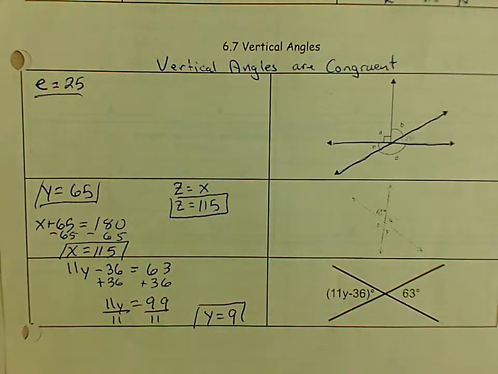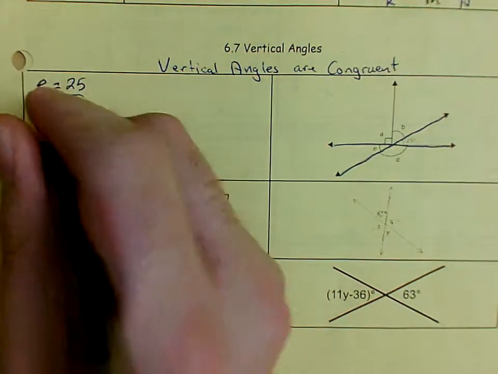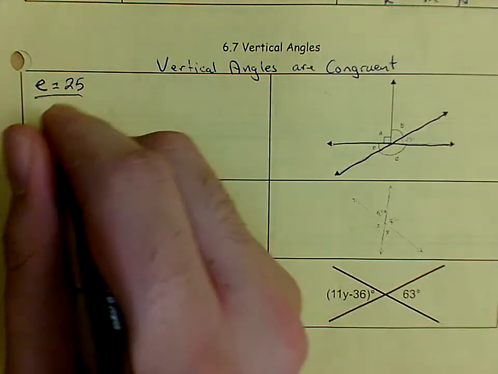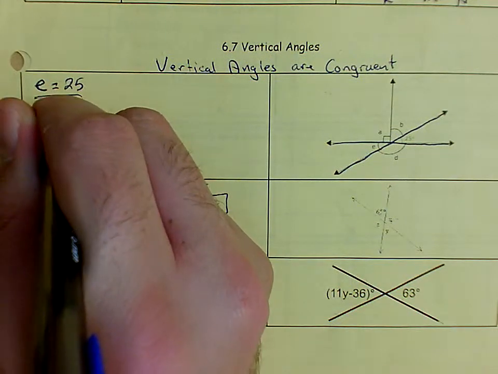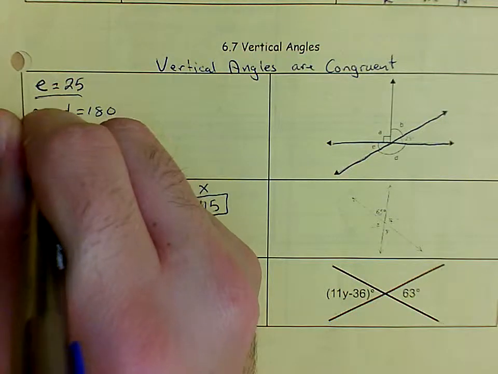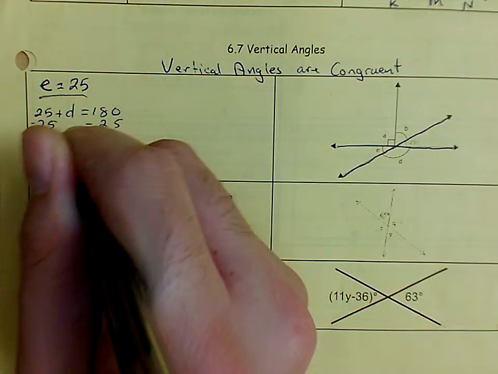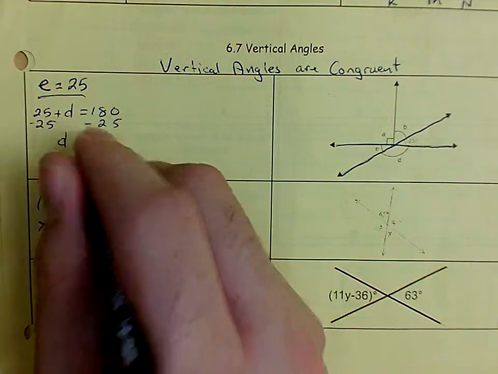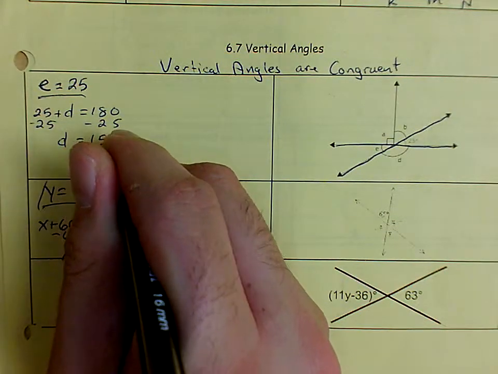All right, let's see if we can find the rest of the angles as well. What is my relationship between E and D? E and D are supplementary, so we know that they add up to 180. So instead of E, I'm going to put the 25. So 25 plus D is going to equal 180. I subtract the 25 from both sides. And I get D is equal to 155.